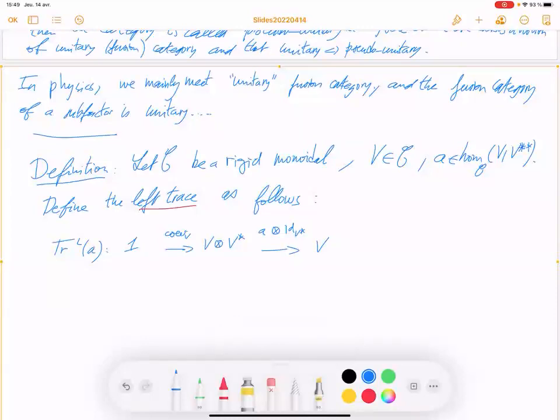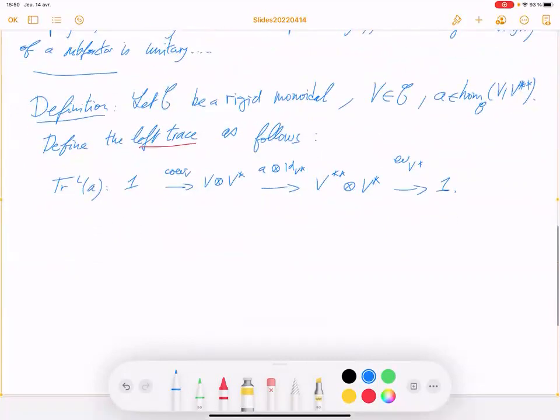Sorry, so we get V double star tensor V star. Now you can apply the evaluation map on V star, and you come back to 1. This morphism from 1 to 1 is called the left trace of A. As I will explain later, for a tensor category, this can be interpreted as a scalar, but in general, it's not a scalar. So what is this? It is a picture.